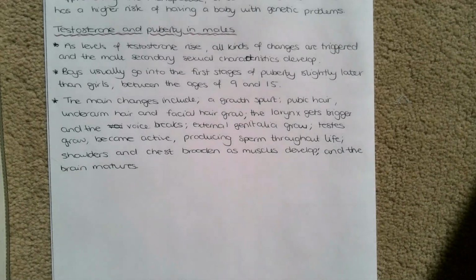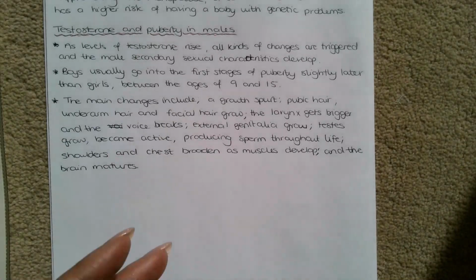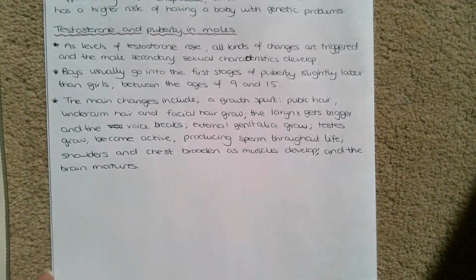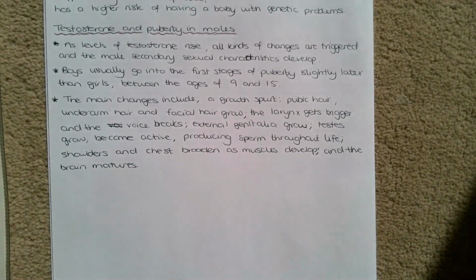The main changes include a growth spurt, pubic hair, underarm hair and facial hair start to grow, the larynx gets bigger and the voice breaks, external genitalia grow, testes grow and become active and they produce sperm throughout the whole life. So males can reproduce offspring throughout their whole life pretty much. Shoulders and chest broaden as muscles develop and the brain matures.